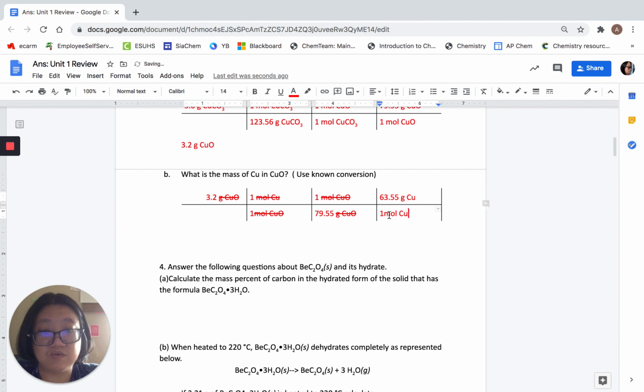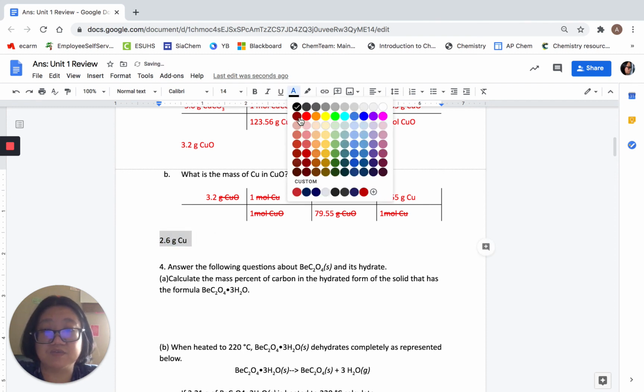This then goes away with this unit, so you can kind of see what's happening. So let's see, times 63.55 divided by 79.55. We're going to get 2.57 or 2.6 grams of Cu. Okay, so that's what we're going to get as our answer for this one.